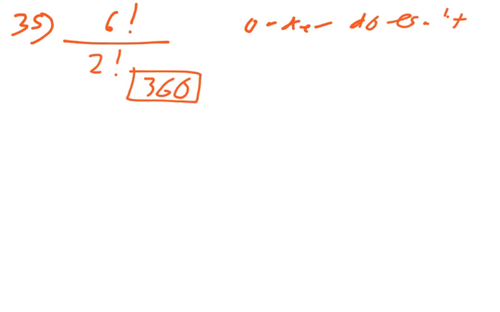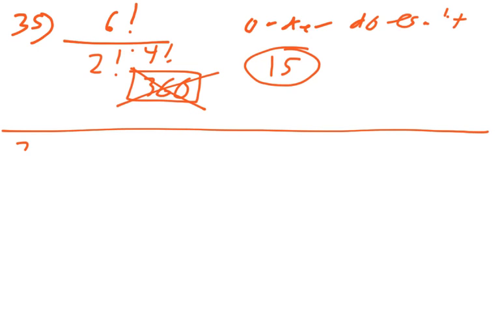But that is if order mattered. But if order doesn't matter, I'm also going to divide by 4 factorial. And so if order does not matter, the answer is I can pick 15 ways. So either the pens were picked out of the box or they weren't. And so that answer is 15.